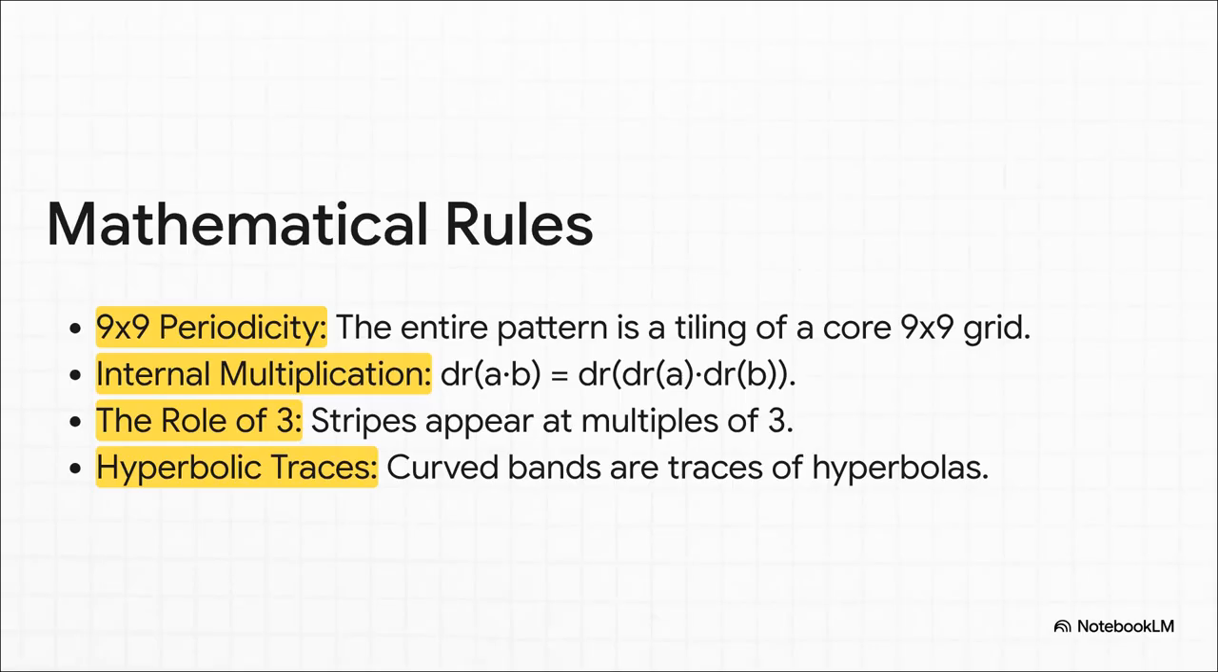You see, this pattern has rules. The entire infinite plane is just built from one single 9x9 grid, tiled over and over again like a bathroom floor. And those bold stripes you see? They pop up at every multiple of 3. And the coolest part? Those elegant, swooping curves? They're actually the ghosts of hyperbolas, real mathematical shapes that are suddenly made visible by this whole digital root process.